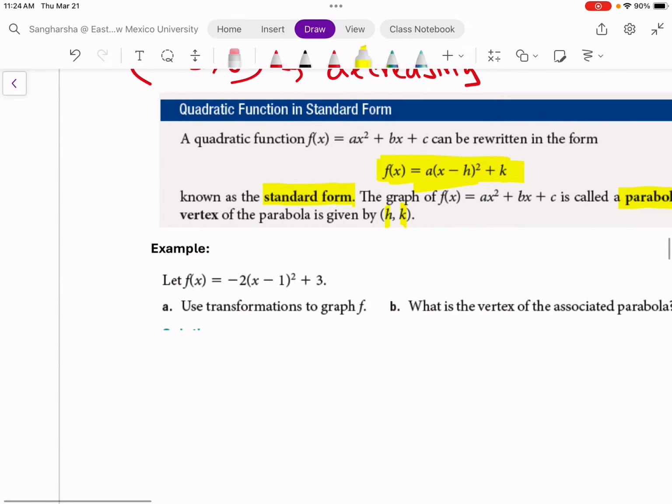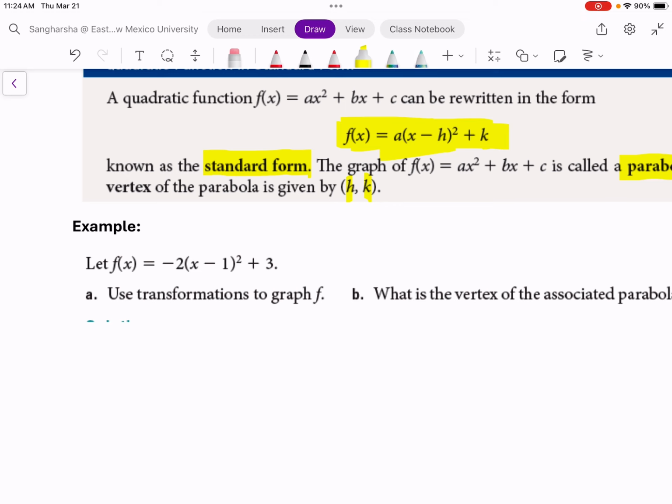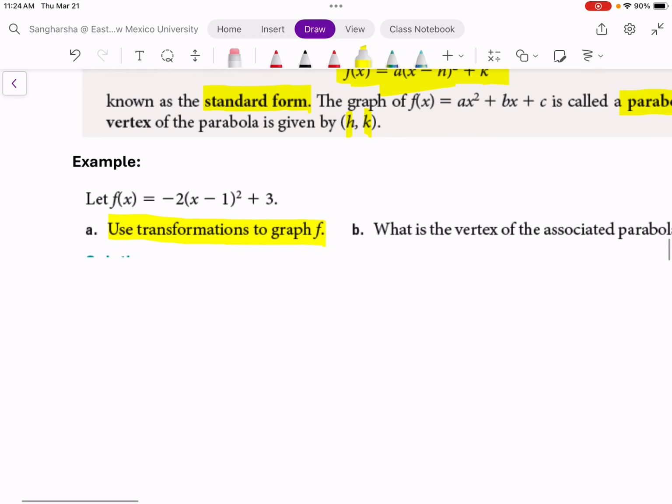Now, we have an example here. In part A, use transformation to graph f. Let's graph this function using transformation. It does mention here, use transformation. In this case, you can't use a table. We have to use transformation.